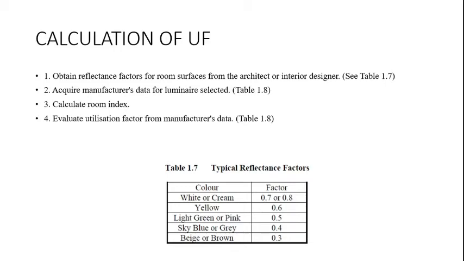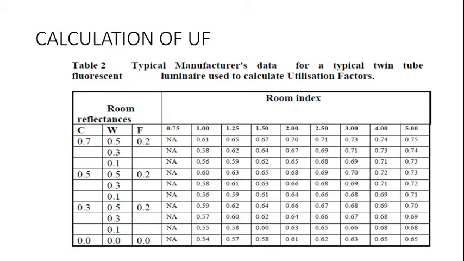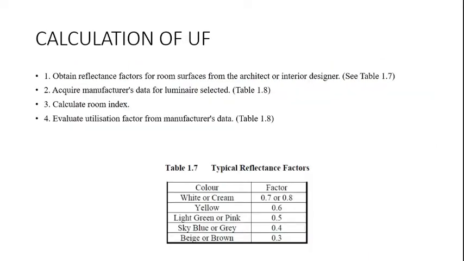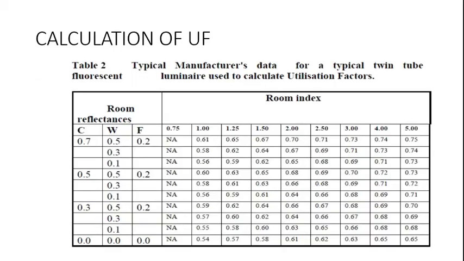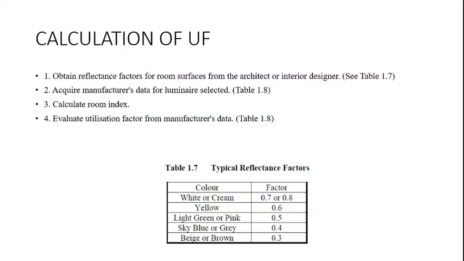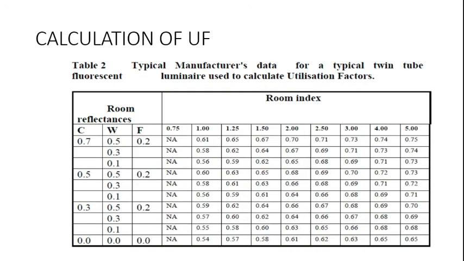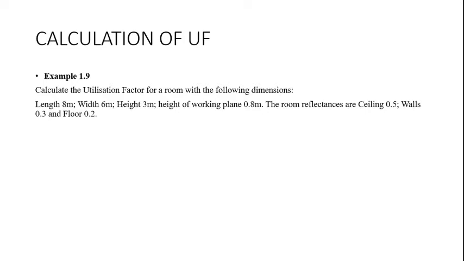The next step in calculation of utilization factor is to acquire manufacturer's data for the luminaire selected. That is given in table 2. Then calculate the room index, then evaluate utilization factor from manufacturer's data. That is again table 2, table 1.8. So these are the 4 steps. These 4 steps can be explained by taking an example.